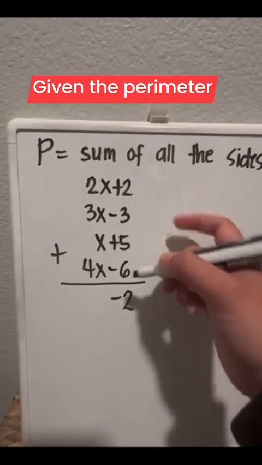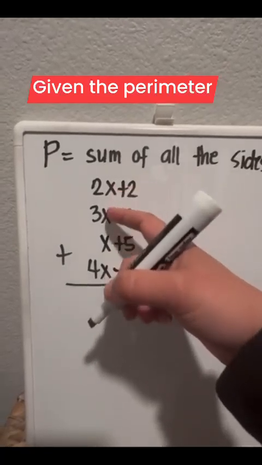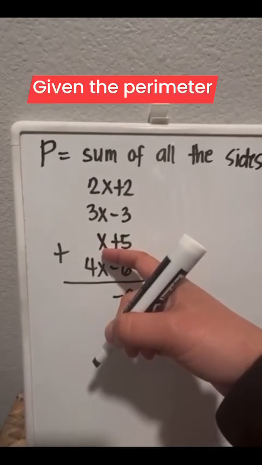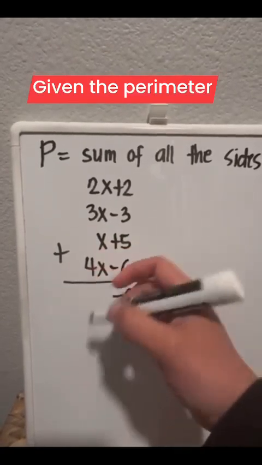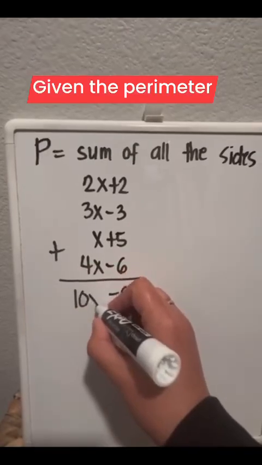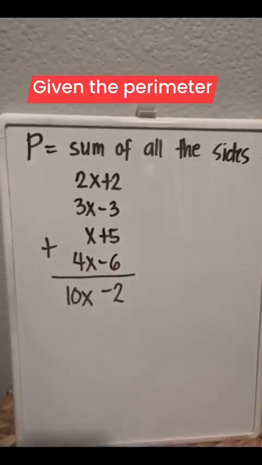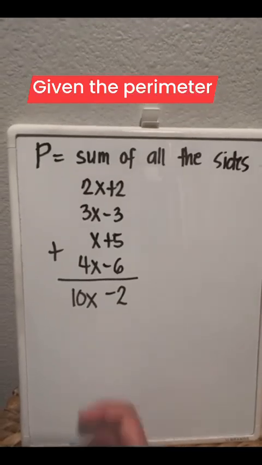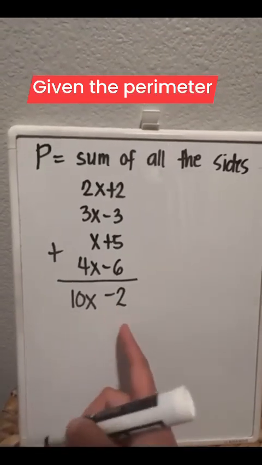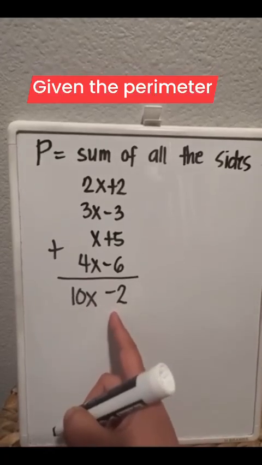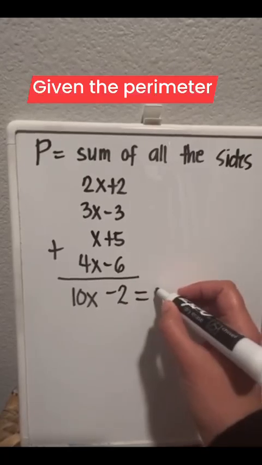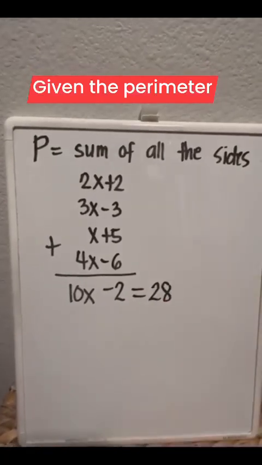Okay. Now let's have the left side. So 2x plus 3x, that's 5x. 5x plus x is 6x. And 6x plus 4x, that is 10x. And in the problem, it says that the perimeter is 28. And since the sum of all the sides is 10x minus 2, therefore 10x minus 2 is equal to 28.